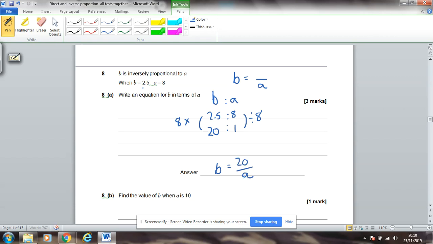And again, you can check it. 20 divided by 8: if you half it, and half it again, you get 2.5. Now we have to find the value of B when A is 10. So B is 20 divided by 10, which is 2.